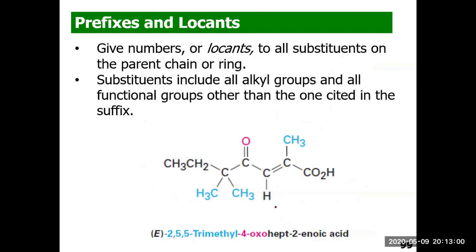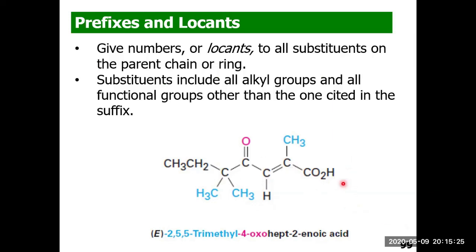All right, so with the parent name and the suffix established, the next step that we have to do is to identify and give the numbers or locants to all substituents on the parent chain or in the ring. Now, these substituents should include your alkyl groups and all functional groups other than the one cited in the suffix. All right, let's try to consider this molecule.